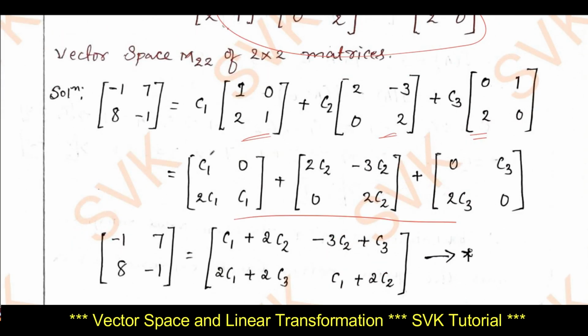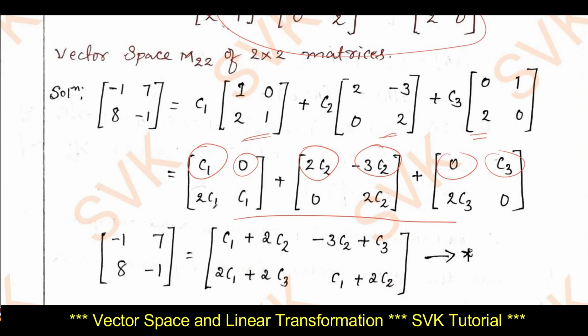So now I will go with addition of the matrices. A11, that means the first row first elements of each matrix will be added here. So I got C1 plus 2C2. Similarly, if I add the first row second elements, I got minus 3C2 plus C3.